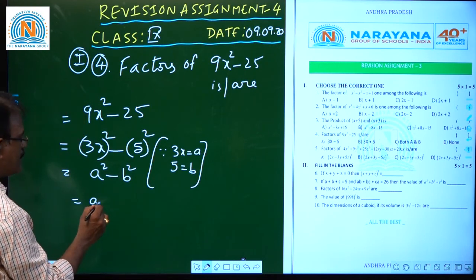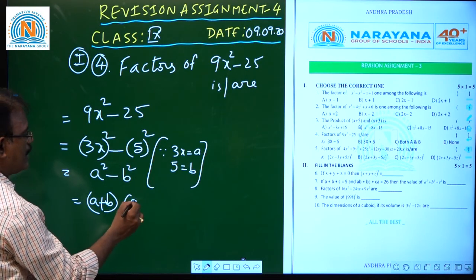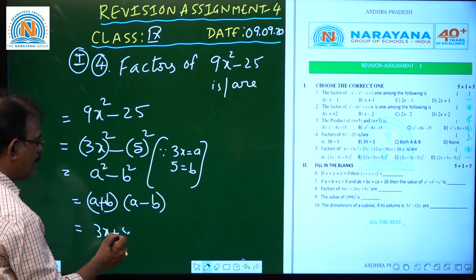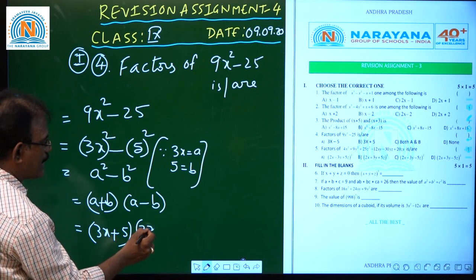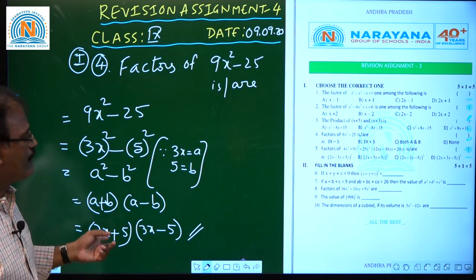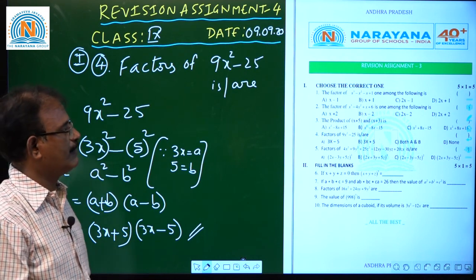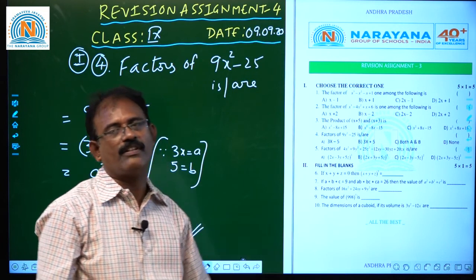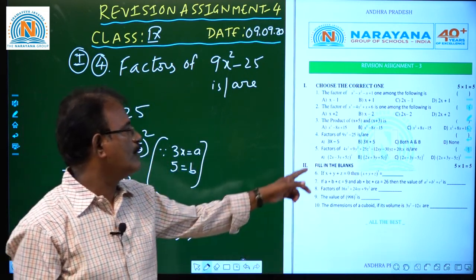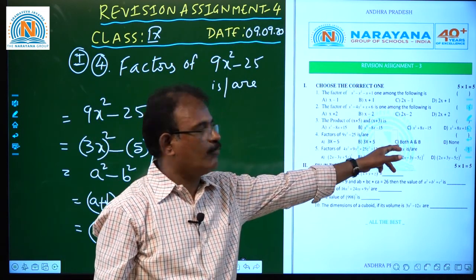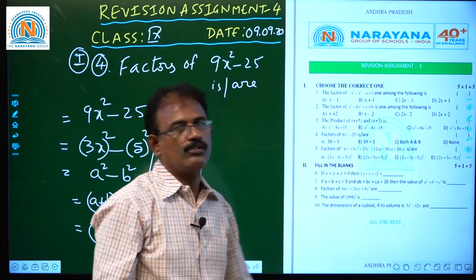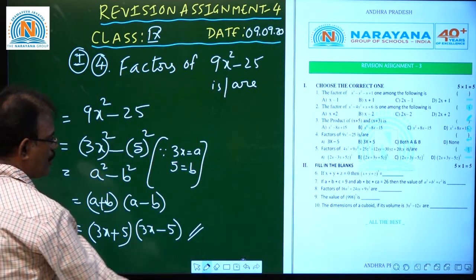So this is (A plus B) into (A minus B), the factorization, children. So this is (3x plus 5) into (3x minus 5), the factorization. So 3x plus 5 is one of the factors, 3x minus 5 is one of the factors. 3x minus 5 is there in the first option and 3x plus 5 is there in the second option. If you observe the third option C, both are given in it, children. So our answer for the fourth question is option C, the third option.